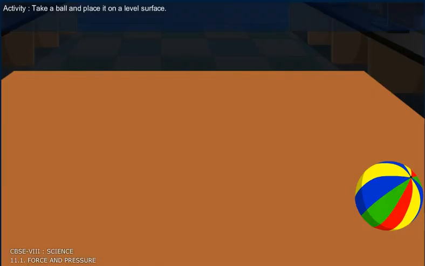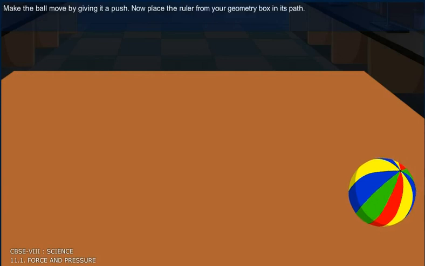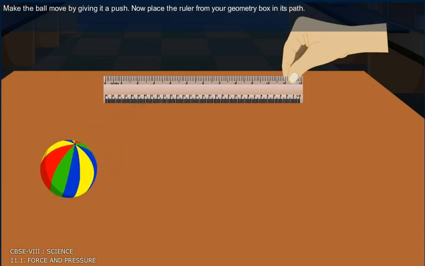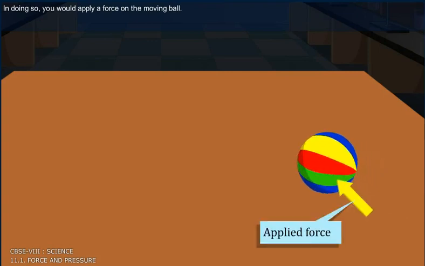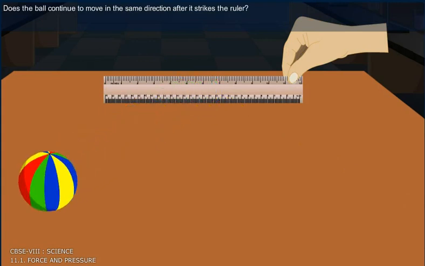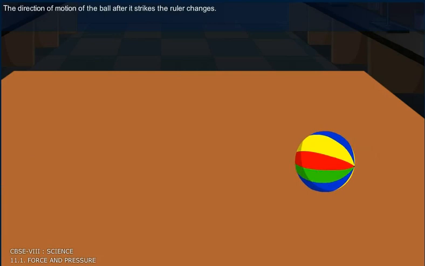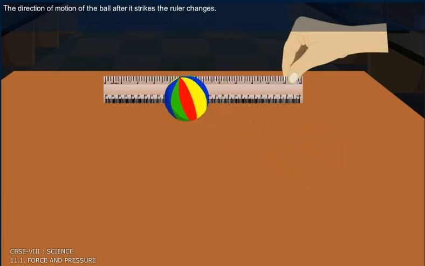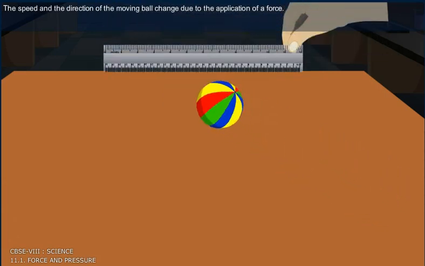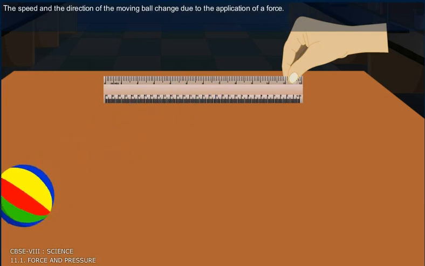Activity: Take a ball and place it on a level surface. Make the ball move by giving it a push. Now, place the ruler from your geometry box in its path. In doing so, you would apply a force on the moving ball. Does the ball continue to move in the same direction after it strikes the ruler? The direction of motion of the ball after it strikes the ruler changes at different angles to its path. The speed and direction of the moving ball change due to the application of a force.